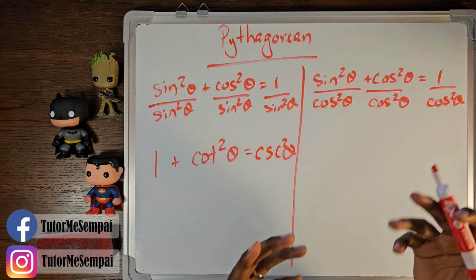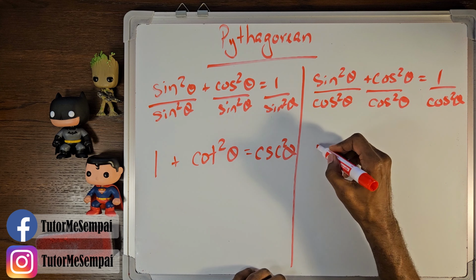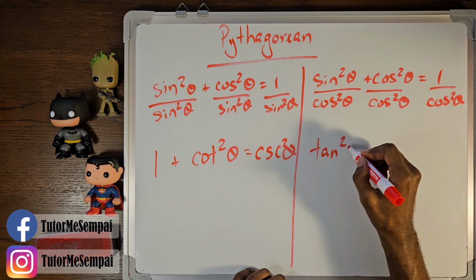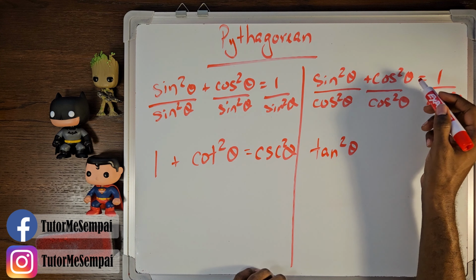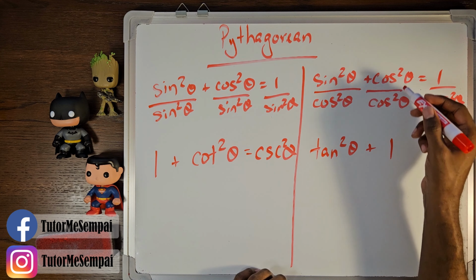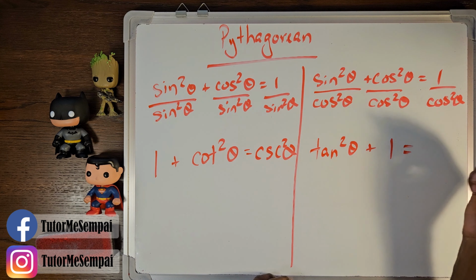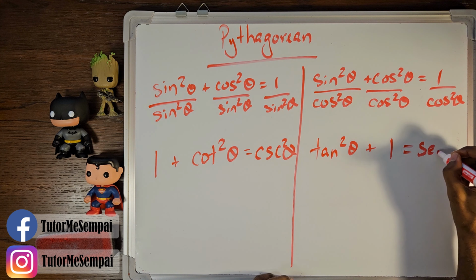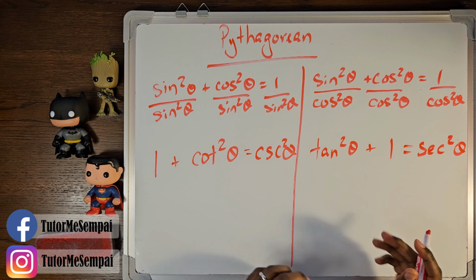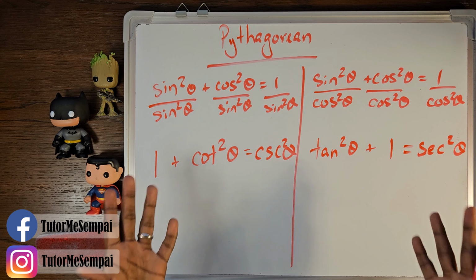Now on this side, we're going to use the same type of logic using our basic identities. So we have our tangent squared, right? We're going to have our tangent squared. We have cosine squared over cosine squared. Same thing, you get over itself, going to get 1. And we have 1 over cosine squared. So this is going to be secant squared. So using our basic identities, we can find the other 2 Pythagorean identities.